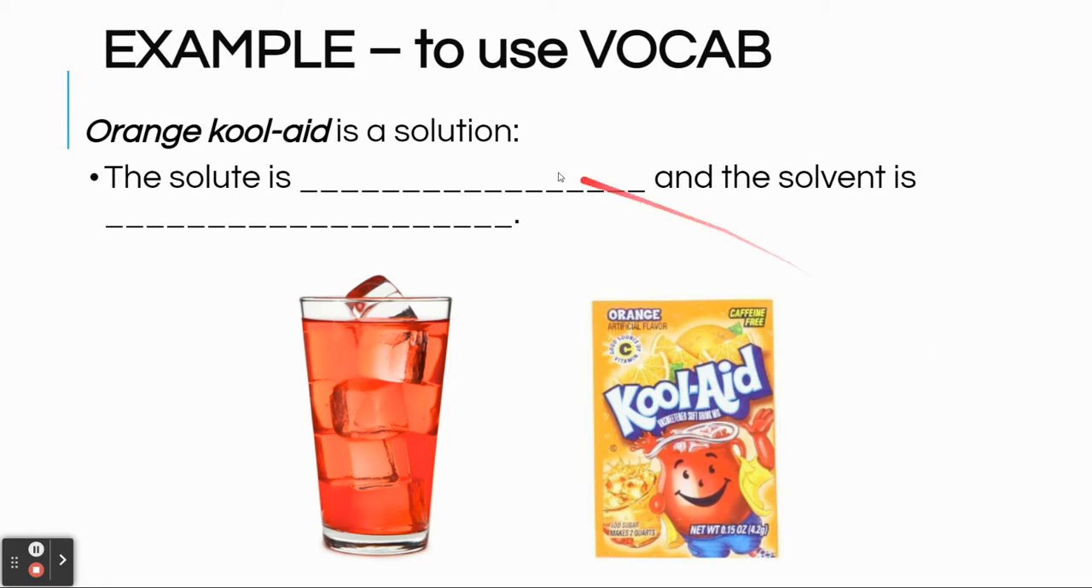So maybe you can try filling in the blanks and see if you get the right answer. So the solute would be the Kool-Aid powder, and the solvent is the water. And the Kool-Aid powder is basically just sugar with some flavoring, so I put sugar over here.